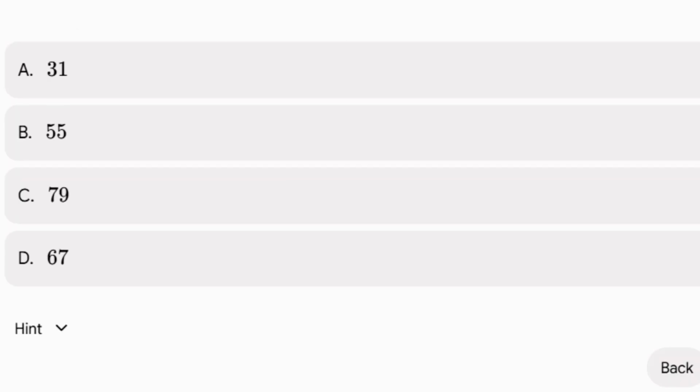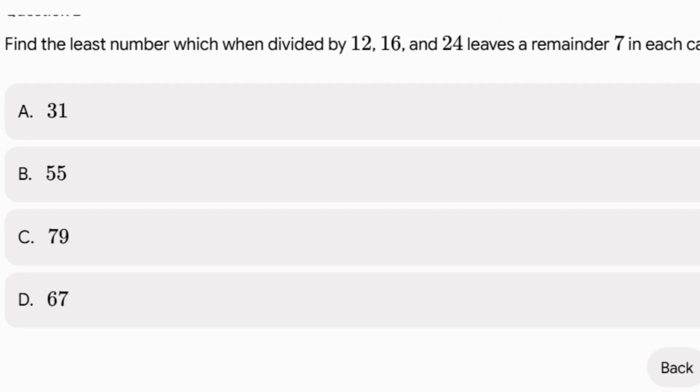Second problem: find the least number which when divided by 12, 16 and 24 leaves a remainder 7 in each case. We get the least number which when divided by 12, 16 and 24 leaves remainder 0, that is the LCM. LCM of 12, 16 and 24.